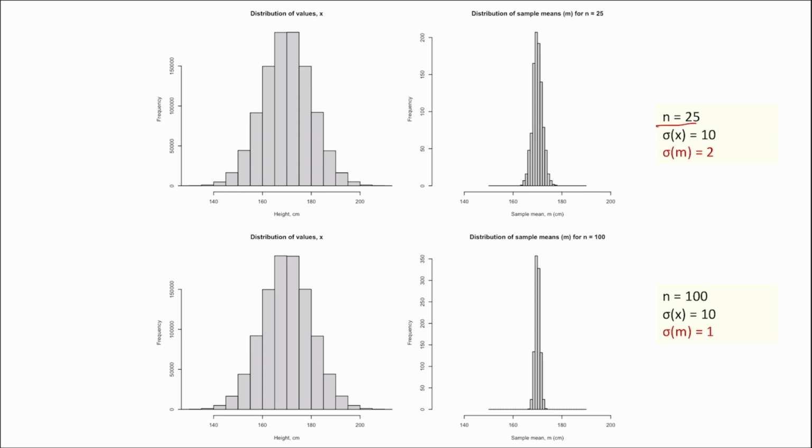Okay. This is just both cases to compare. You can see this is n equal to 25, this is n equal to 100. The standard deviation of your population is the same. I only changed the sample size. Then you can see that this variation, all possible m values for your sample, is twice smaller compared to the case where you have a sample size of 25.